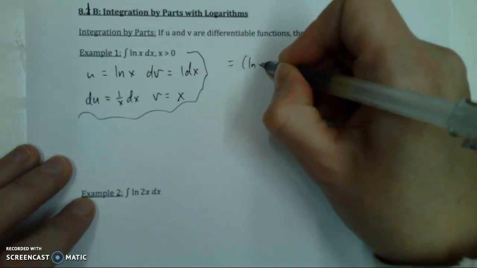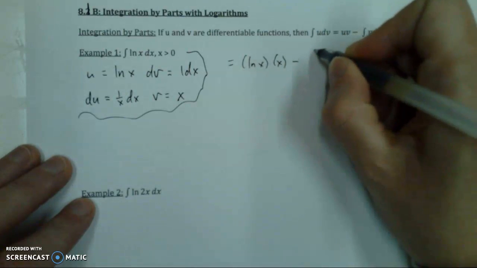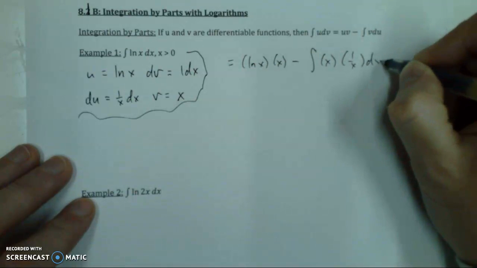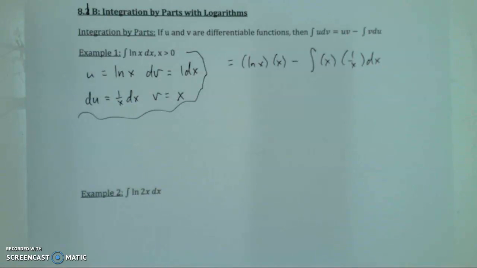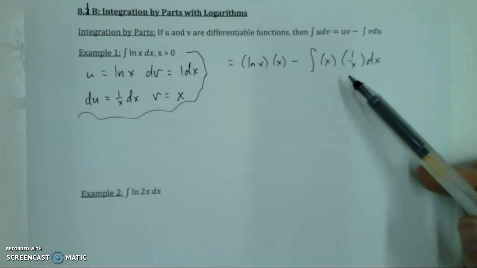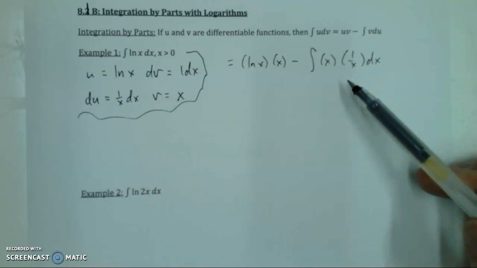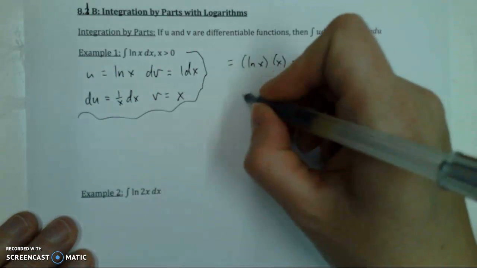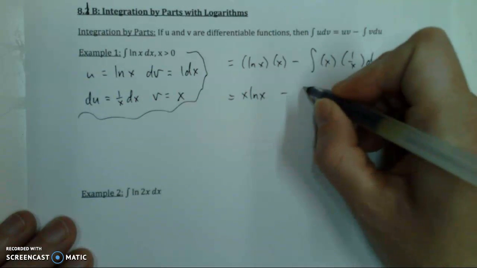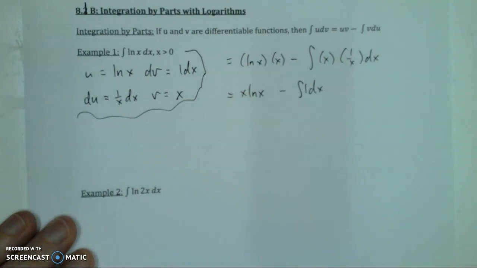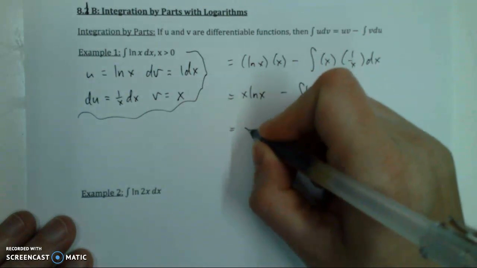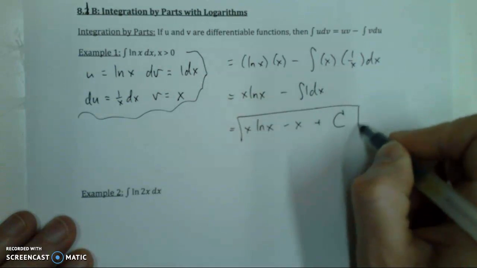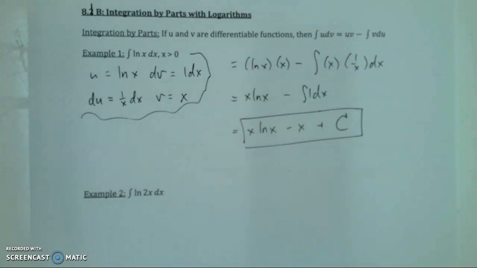So I've got u times v minus the integral of v du. Oops, I put the dx at the end. That's all right. Now, we have to be able to integrate this for it to work. For most of these problems, since you will have multiplication, you will need to simplify before you can integrate. But that simplifies pretty nicely. That is just 1 dx, and I know how to integrate that. So my answer is x times the natural log of x minus x plus my constant. And that is my answer.